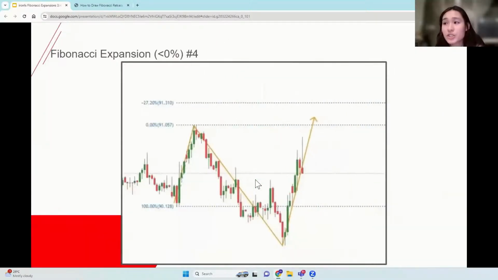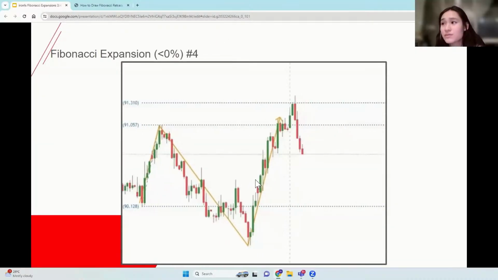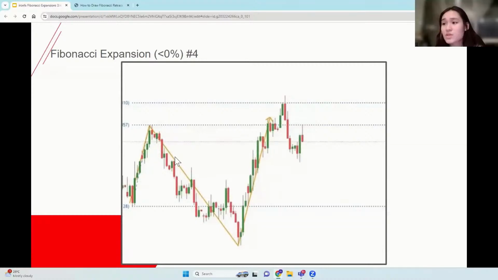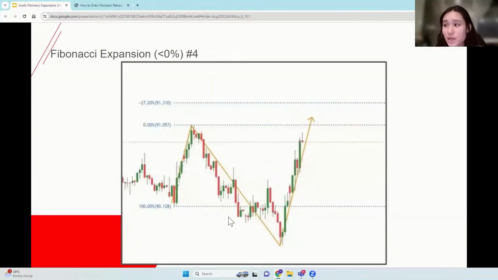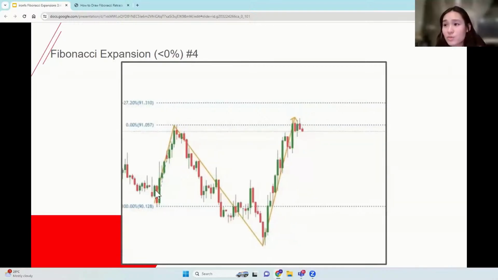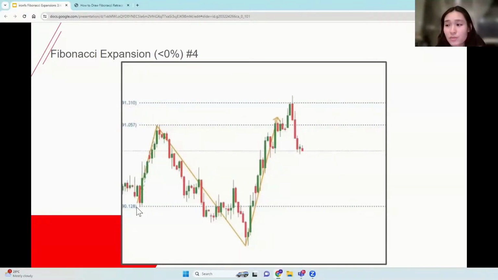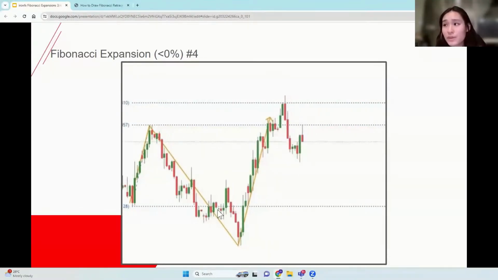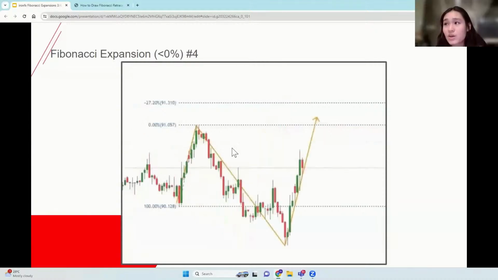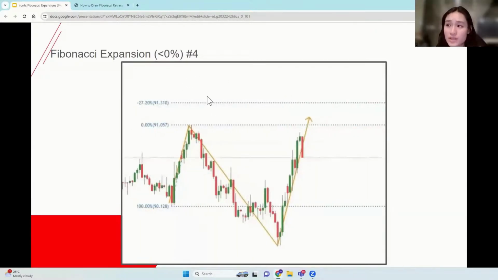Okay, another GIF for you. So the yellow arrow is the lightning bolt shape, and we are placing the retracement from point 1 to point 2 and projecting it to hit towards or reverse off of the minus 27.2.